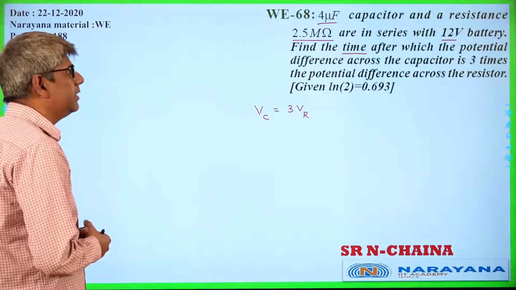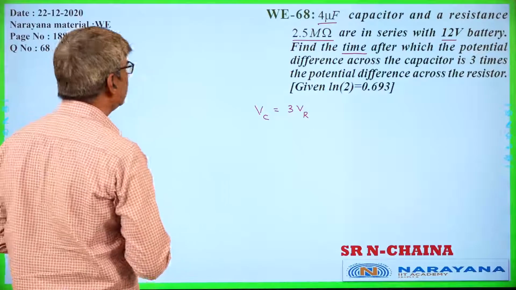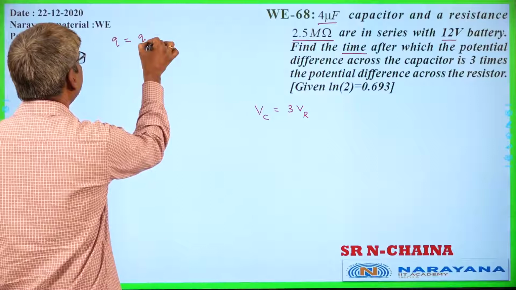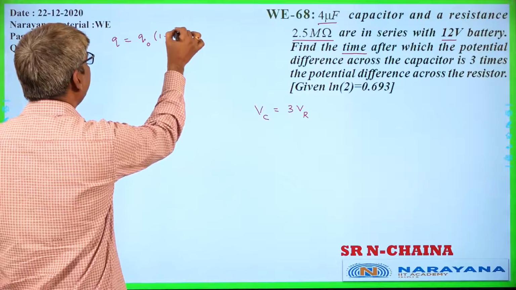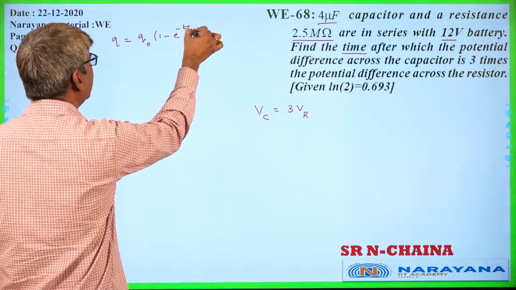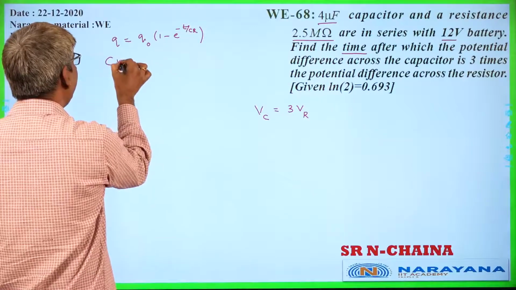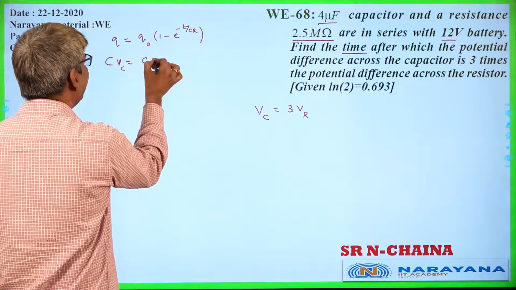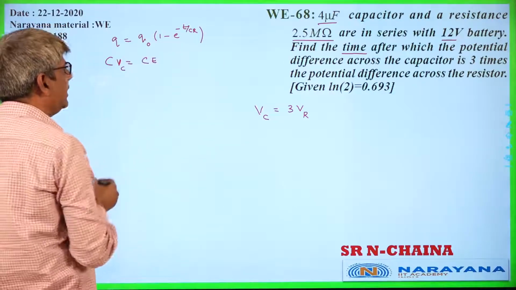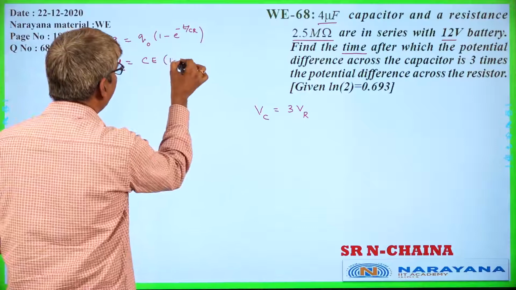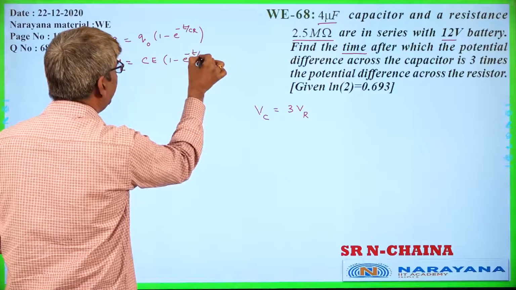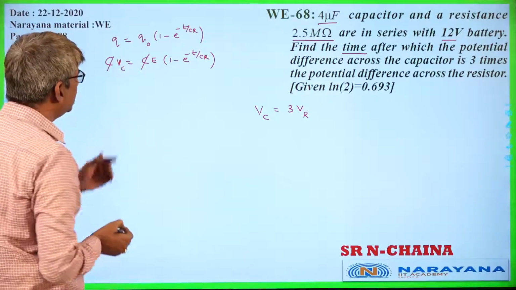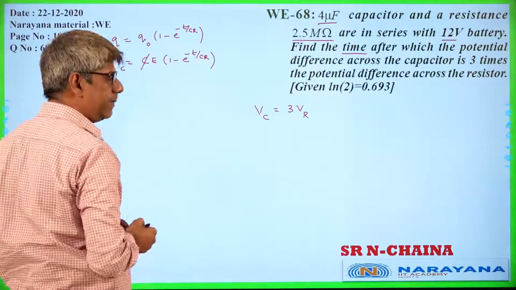First, in a CR circuit, what is the potential difference? In a CR circuit, we know the charge Q is Q0 into 1 minus e power minus t by CR. This can be written as CV, the C totally given by the battery, that's why the voltage of the battery into 1 minus e power minus t by CR. On both sides, C and C cancel. So we got the value of VC.